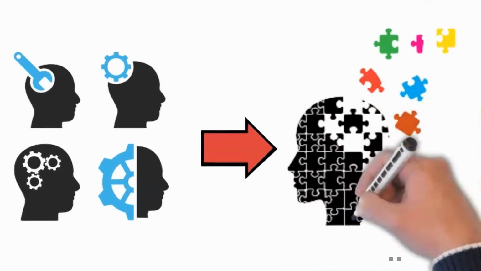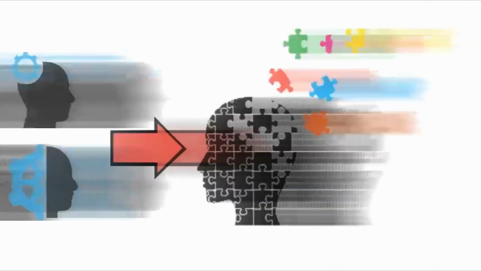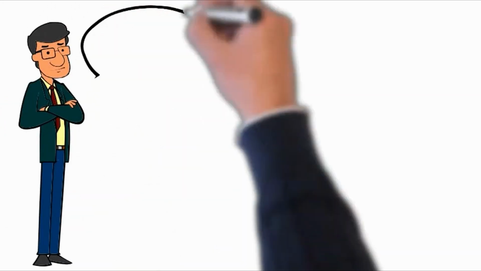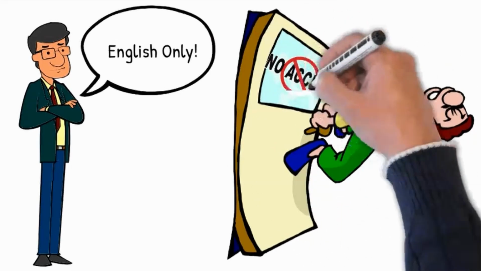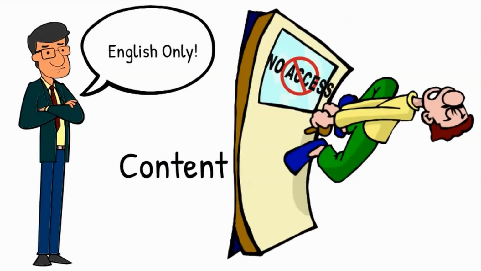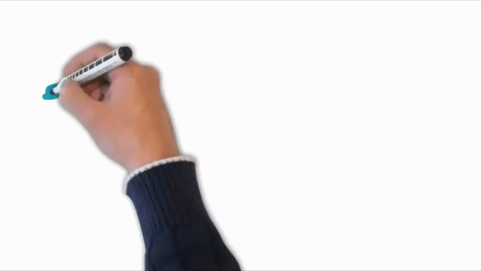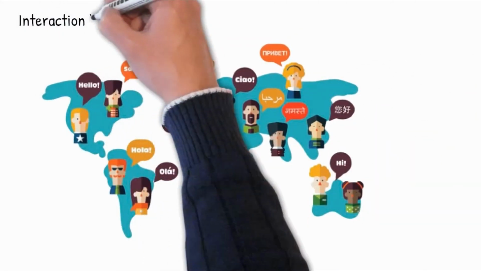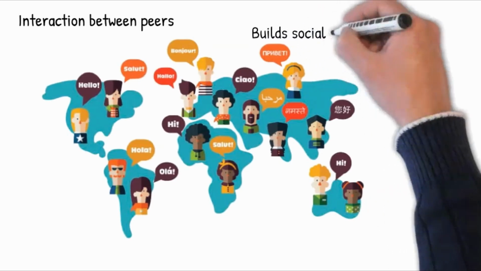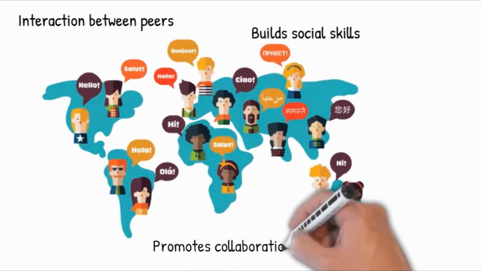So, by only allowing English in the classroom, the students can't gain access to all the content, as they will not be able to fully comprehend it. They will therefore not be able to develop a growth mindset, limiting their ability to reach their full potential. All students can bring something to the classroom through their own language, and it creates peer interaction, builds social skills, and promotes collaboration. And by embracing each student's language, we empower the learner.